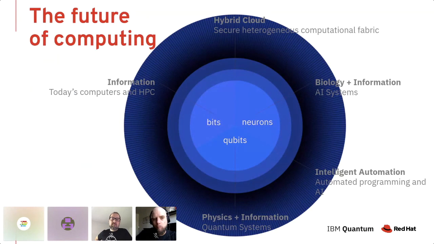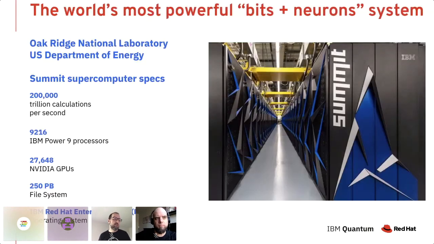The age of computing started with bits as the only unit of information. Today we have both bits and neurons at the heart of computing, but there's a newcomer, and that is qubits around the corner that can give us unprecedented advantage to computing in fields like biology, AI, physics, you name it. Right now, Summit is the most powerful supercomputer that we have, and it is comprised of bits and neuron systems. It can do 200,000 trillion calculations per second. Wow, it's even difficult to say it aloud.